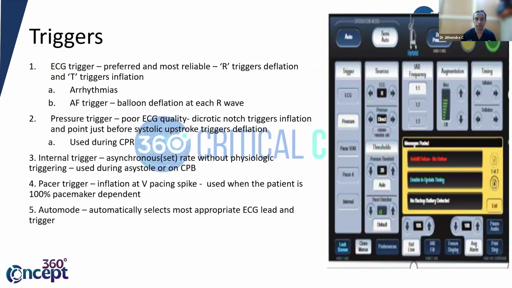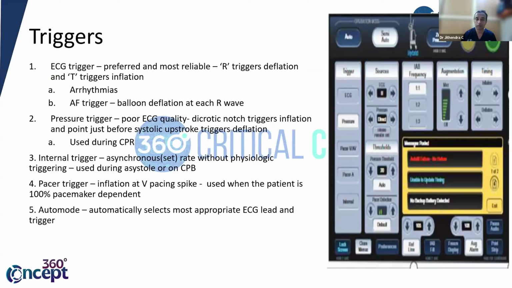Okay, now coming to the triggers proper. I told you the commonly used one is the ECG trigger. You have an ECG waveform, and from the ECG waveform it will pick. It is the preferred and the most reliable one. R triggers the deflation. So coming from the starting PQR, at the R it will trigger the deflation. And T triggers inflation. I told you inflation happens at the middle of the T wave, and deflation happens just at the R wave or just before the R wave.